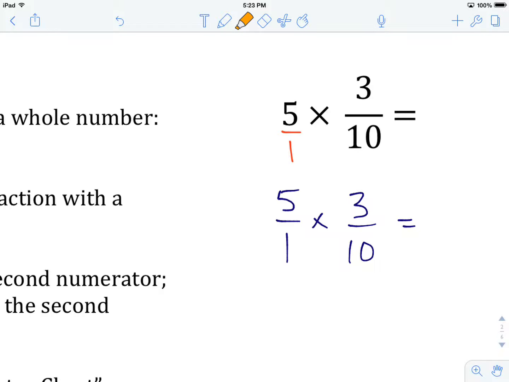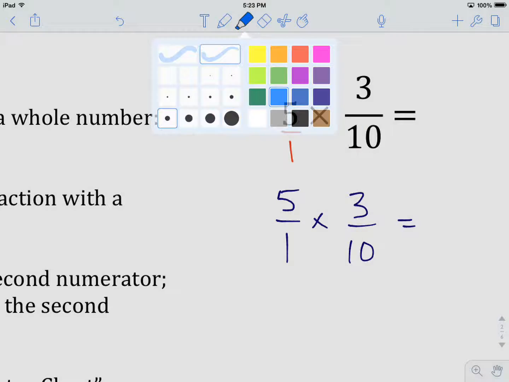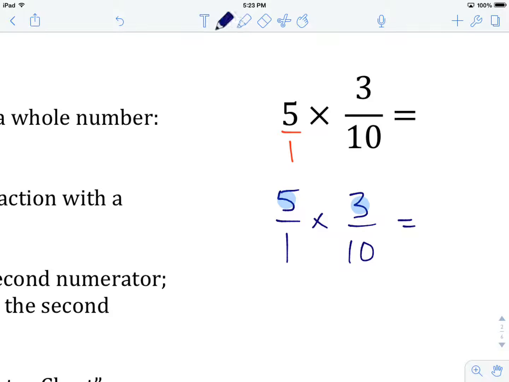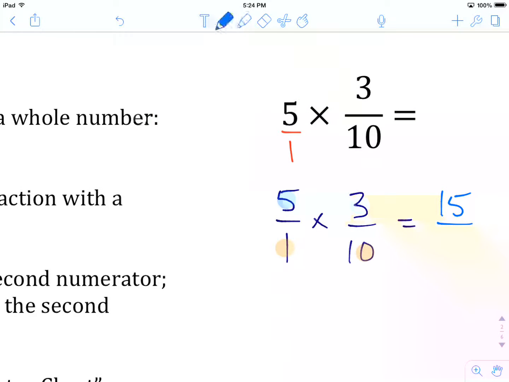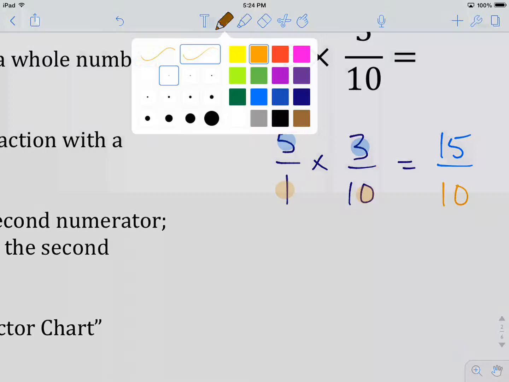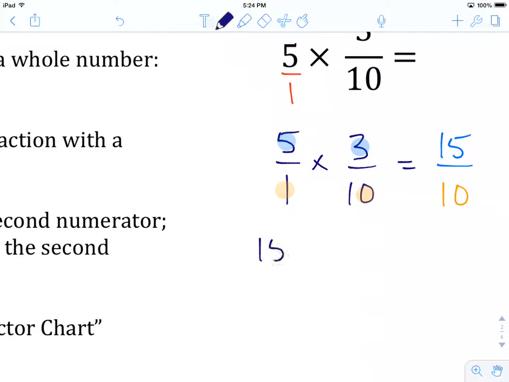At this point now, we have two fractions. We multiply the numerator by the numerator, which will give us 15. And we multiply the denominator by the denominator, which is 1 times 10, and that will give us 10. So there is our result so far. We have 15 over 10. At this point, we want to go check our factor chart and see if there's a factor common to both our numerator and our denominator that we can divide by.